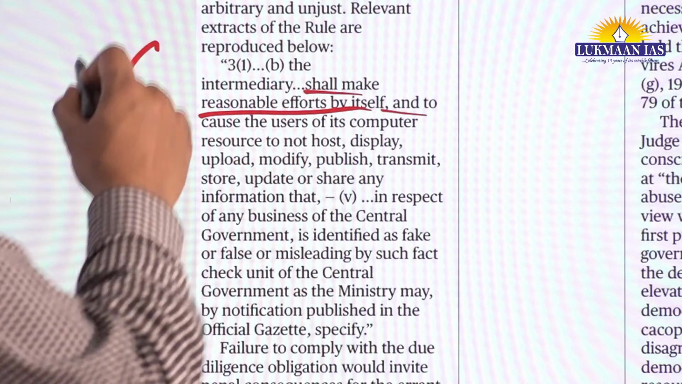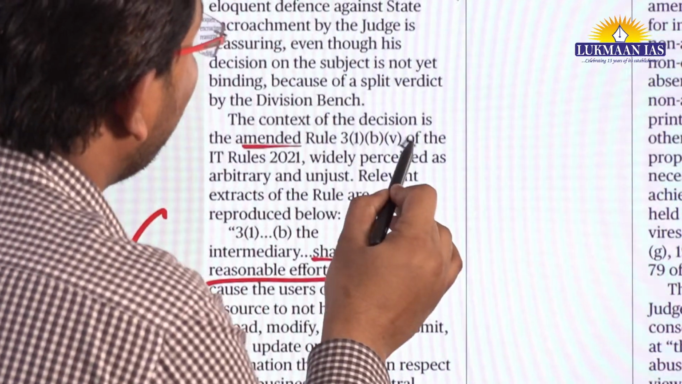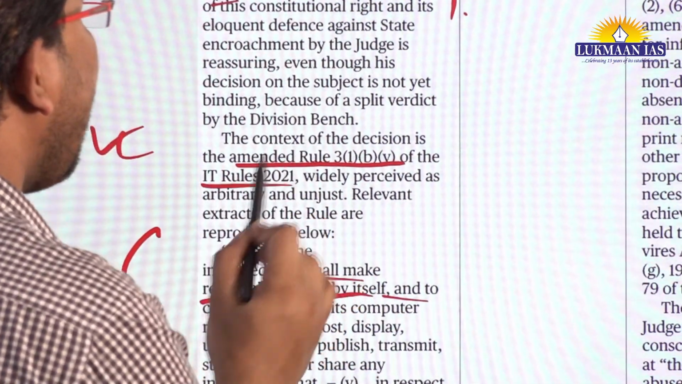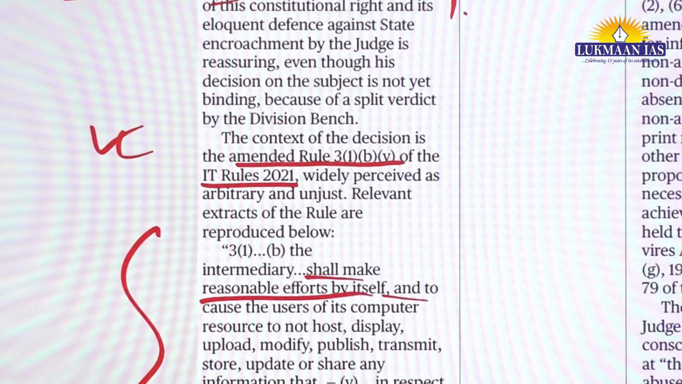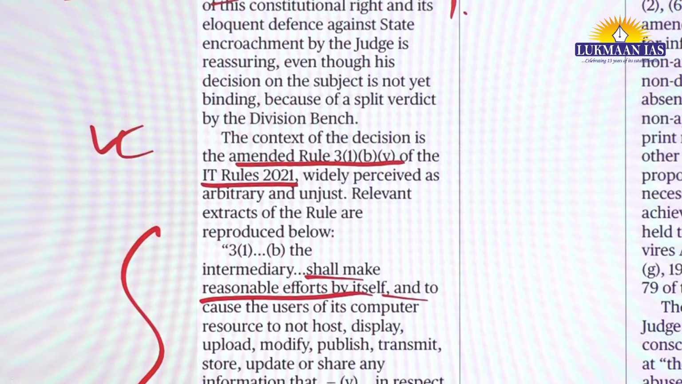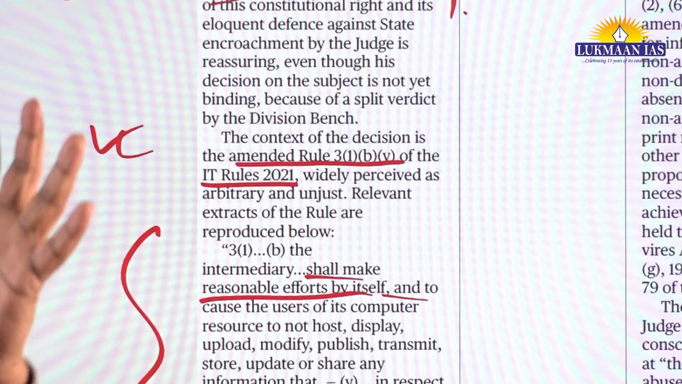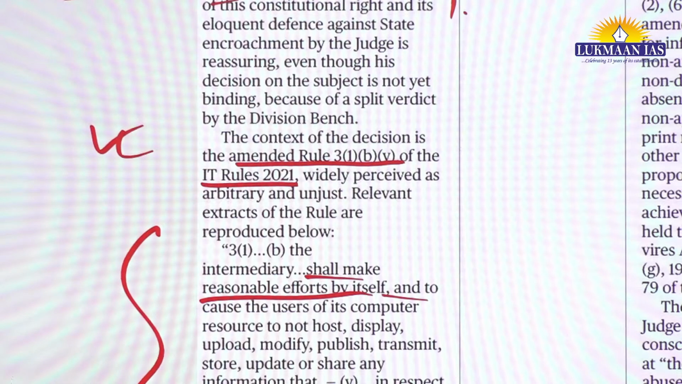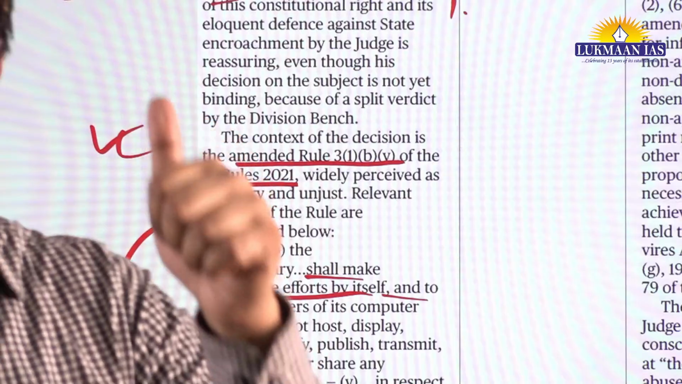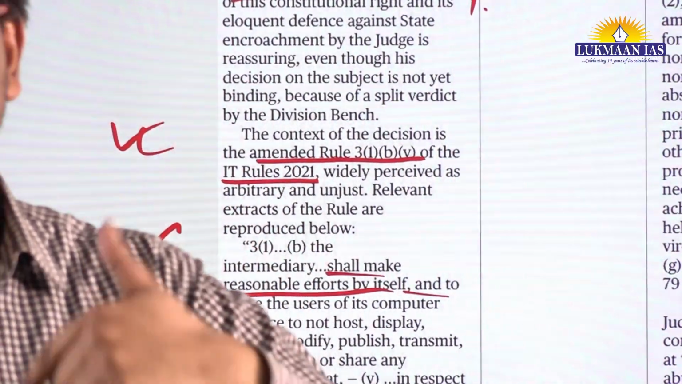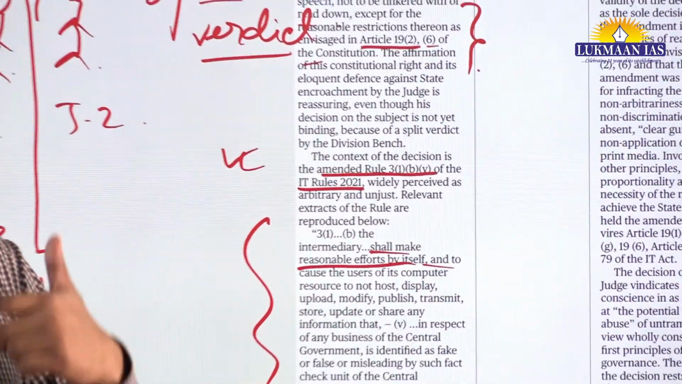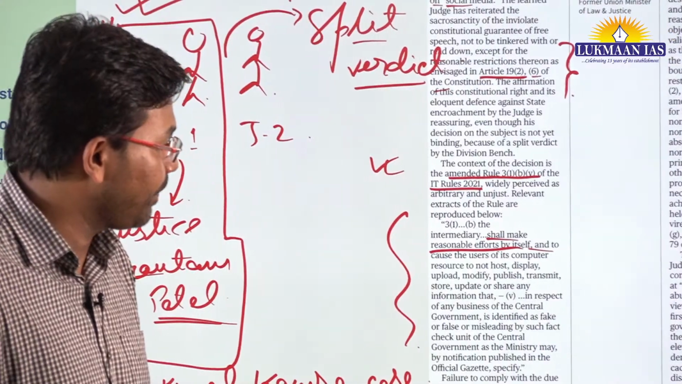And here the author is also talking about the amended Rule 3 Clause 1B of the IT Rules 2021. In this article, the author praises and puts confidence in the judgment delivered by Justice Gautam Patel, because Justice Gautam Patel has upheld the freedom of speech and expression mentioned under fundamental rights under Article 19 of the Constitution of India, right?